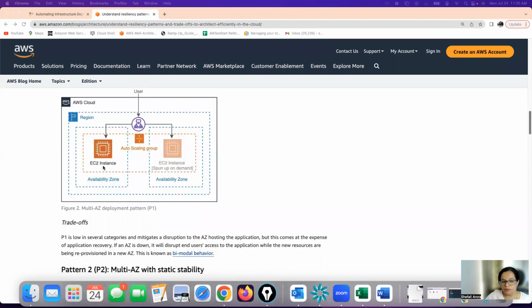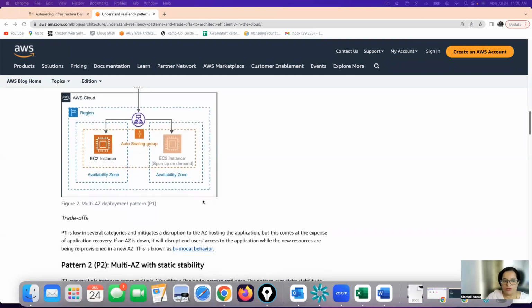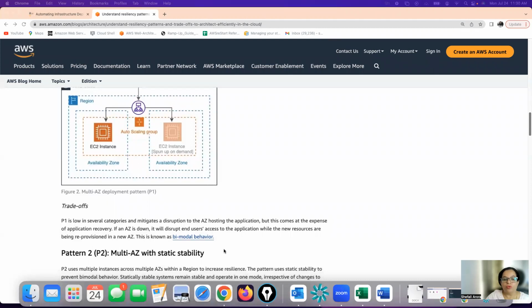In this case, if the EC2 instance in one AZ goes down, Amazon EC2 uses health checks to automatically detect the faults. And then if an AZ fails, Amazon EC2 prompts the Auto Scaling group to recreate the EC2 instance in the other AZ. So we have a trade-off here: there would be some downtime because we are not pre-provisioning any resources. As soon as one AZ goes down, it is going to prompt the creation of new resources in the other AZ.